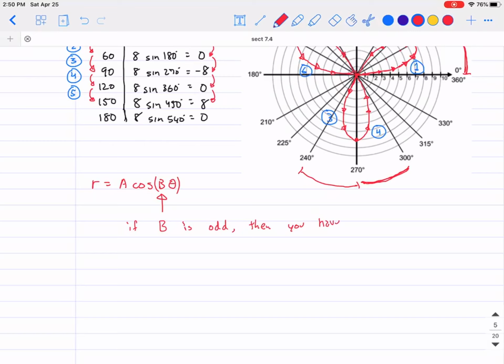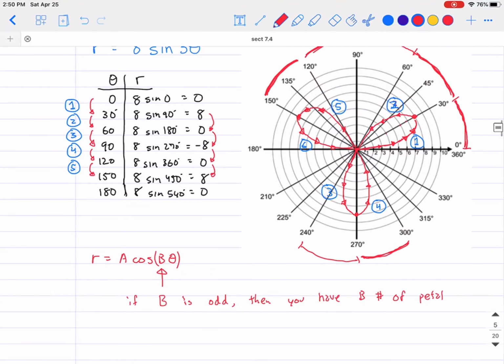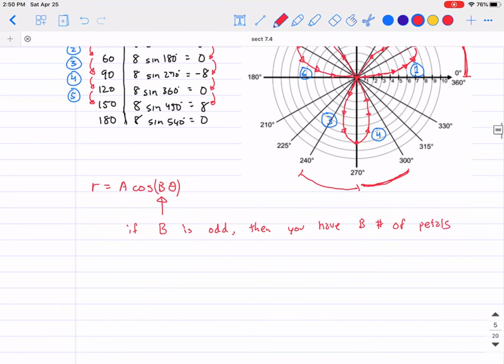And the way it works is that depending on what b is equal to, if b is odd, then you will have b number of petals. So that number 3 right there tells me that there are going to be 3 petals. Whereas the other case is if b is even, and this is the part that is a little strange, you have a 2b number of petals.